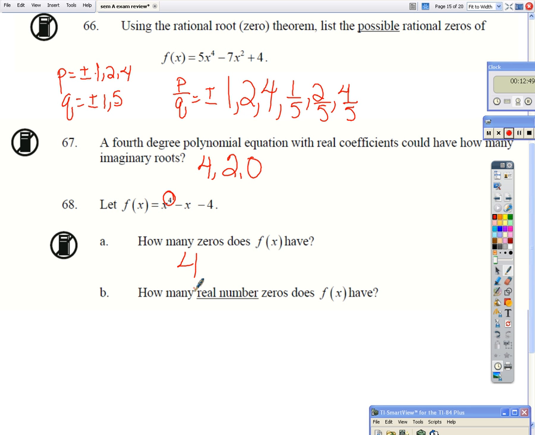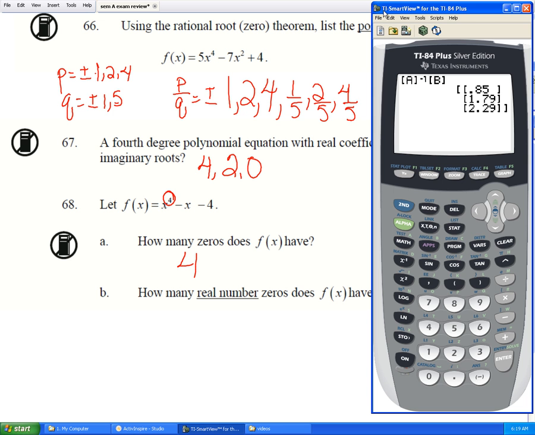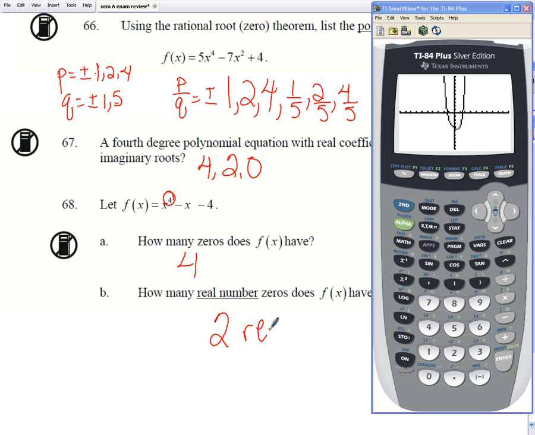And how many are real? Well, for this I can use my calculator. I'm going to look at the graph and see how many zeros or x-intercepts I can see. I can see 2, so there are 2 real zeros. So that means there has to be 2 imaginary because there are 4 total.